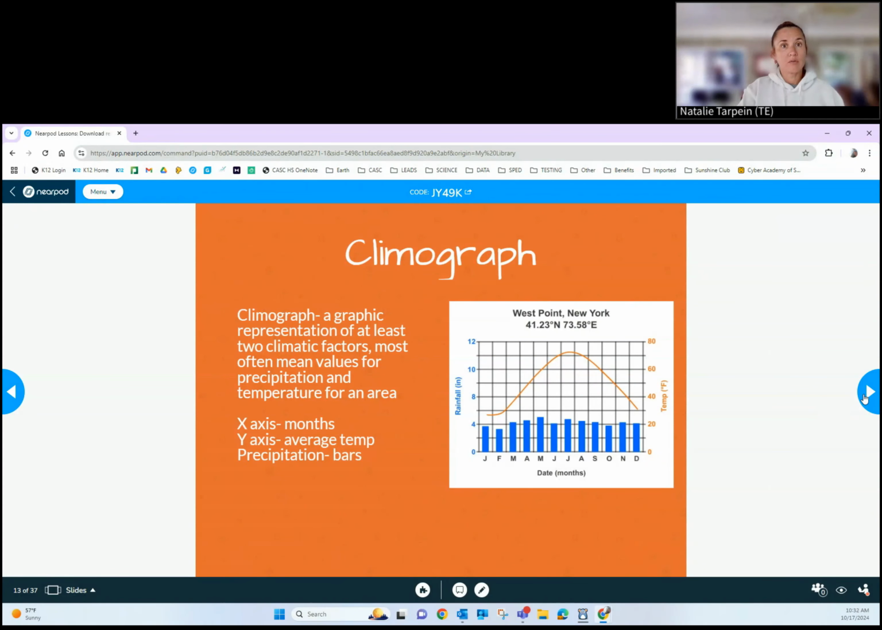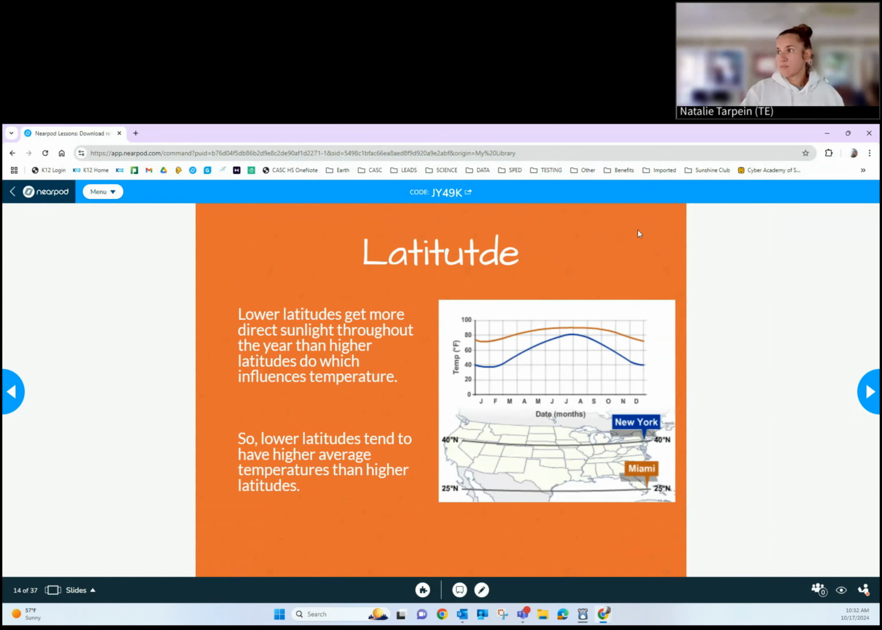Remember, long-term for climate. Another really important factor when it comes to climate is latitude. So remember, latitudes on Earth, 0 degrees being the equator. We are in the northern hemisphere. So as we go up in latitude, they start being degrees north. And if you take New York, for example, it's right around 40 degrees north. Miami is, of course, lower down at 25 degrees north, being closer to the equator.